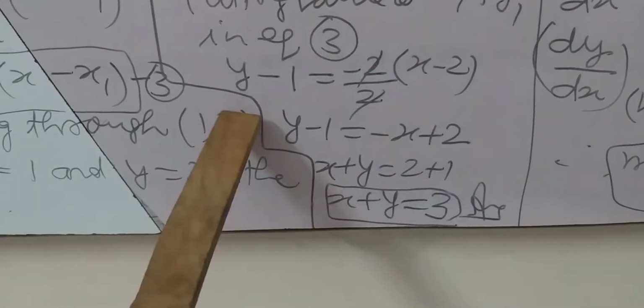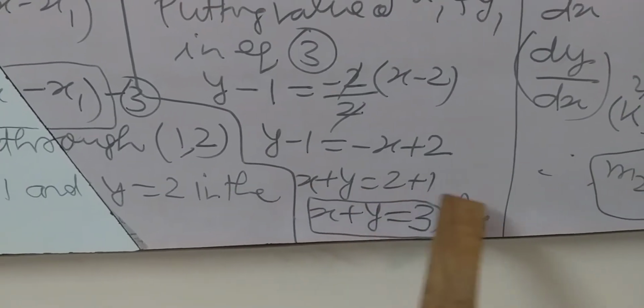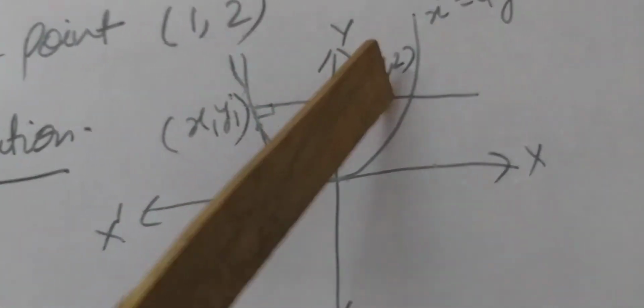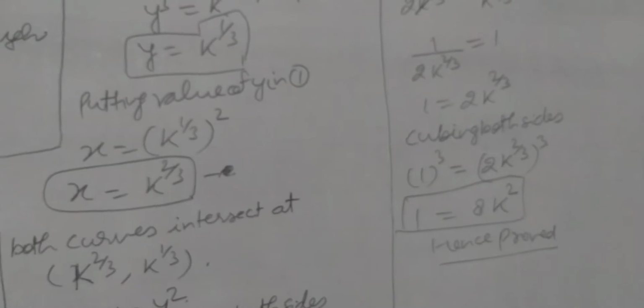Minus x will transfer this side, become positive. x plus y equals 2 plus 1, so x plus y equals 3. So this is the equation of the normal, student, which passes through (1, 2). Now student, let us solve one more question.